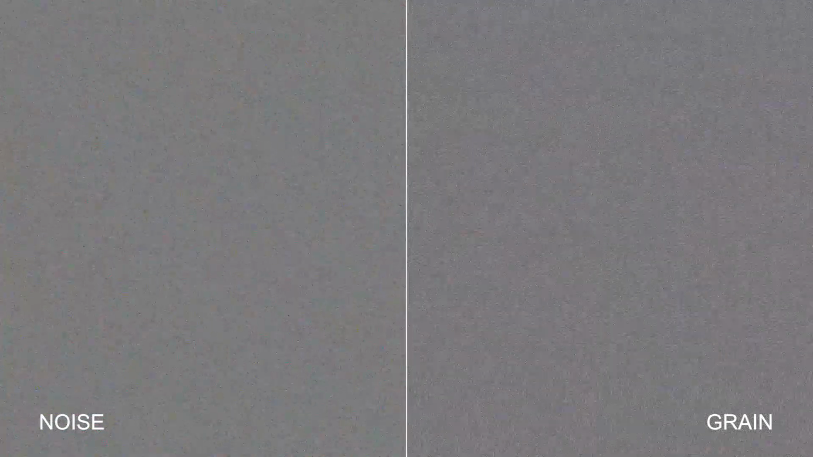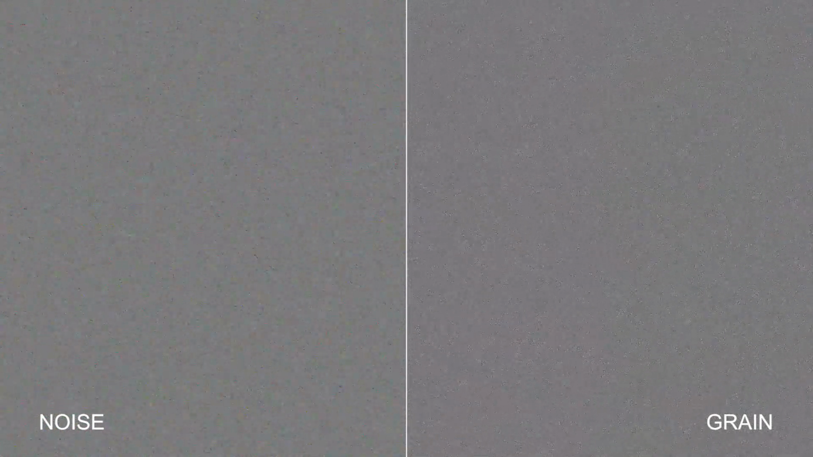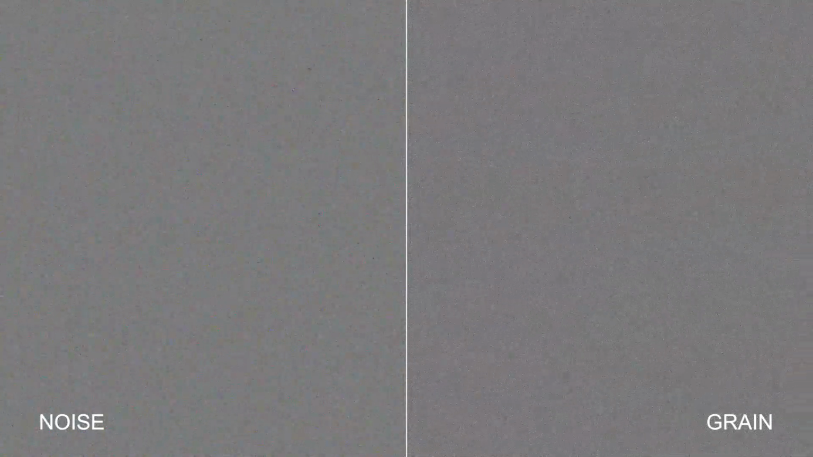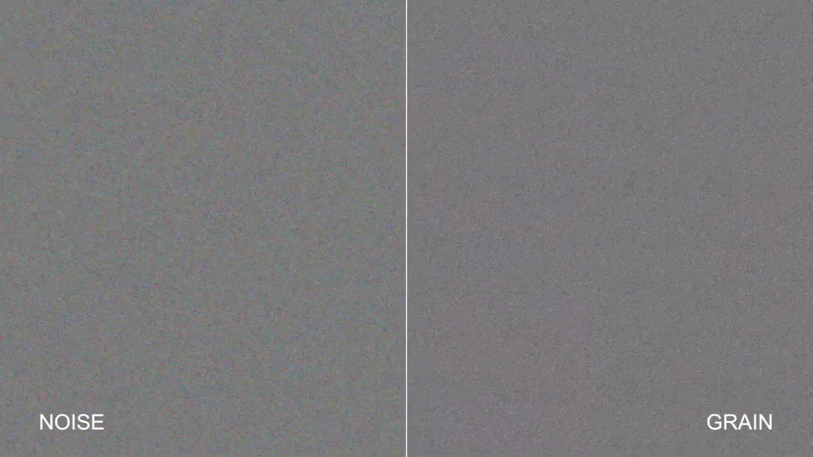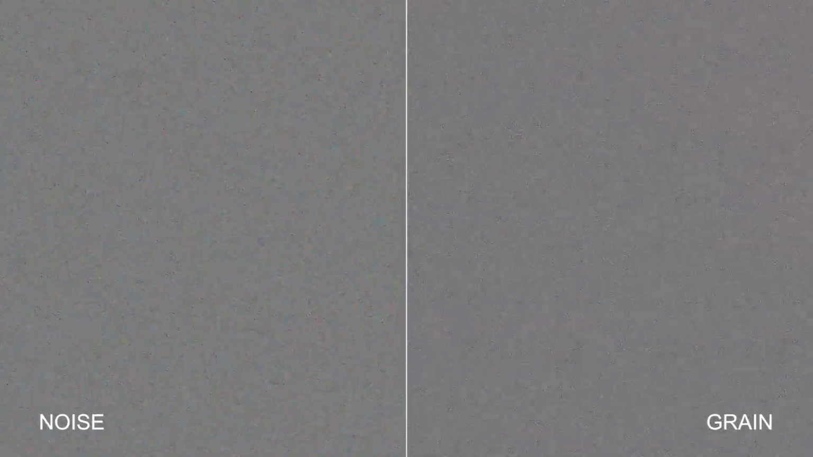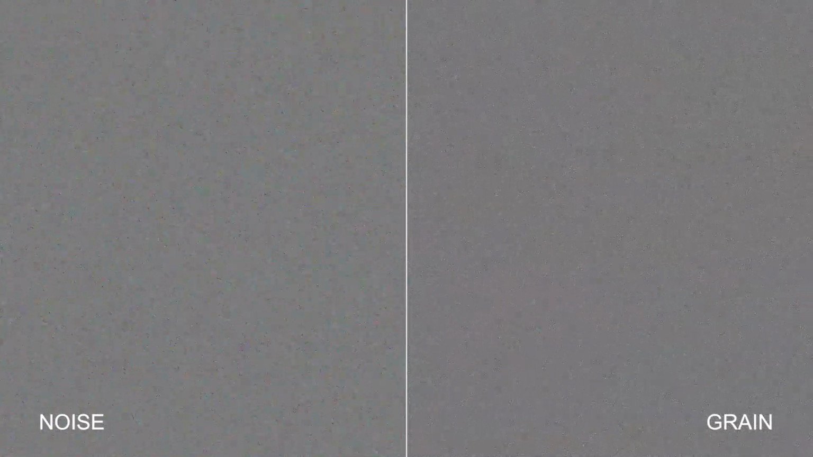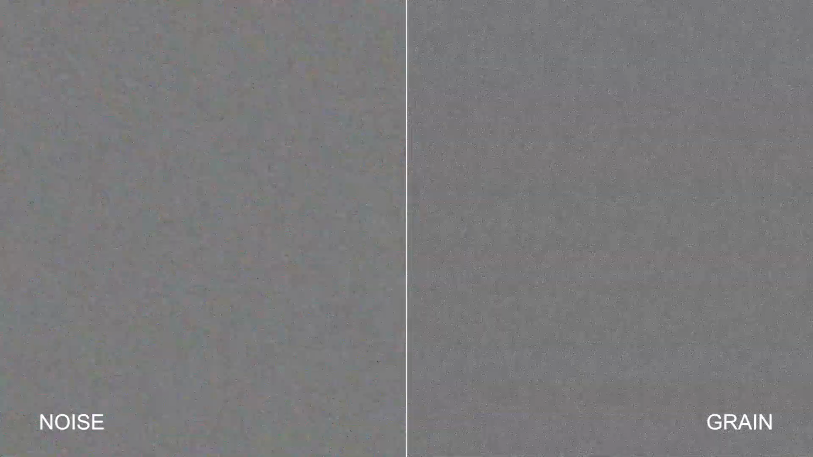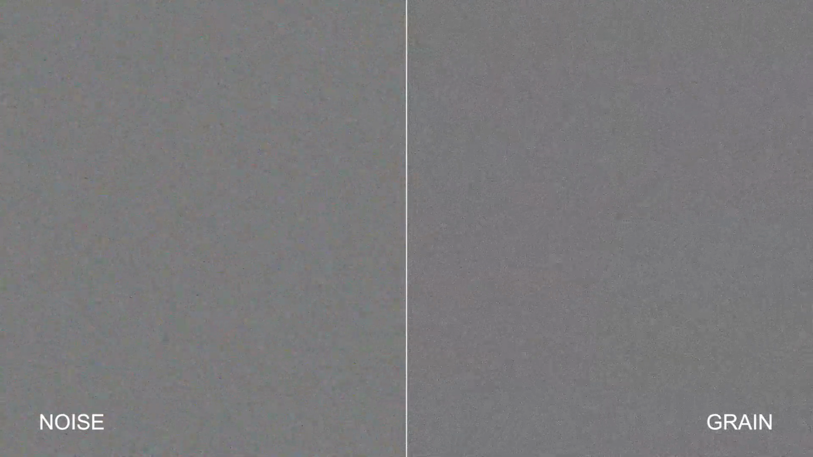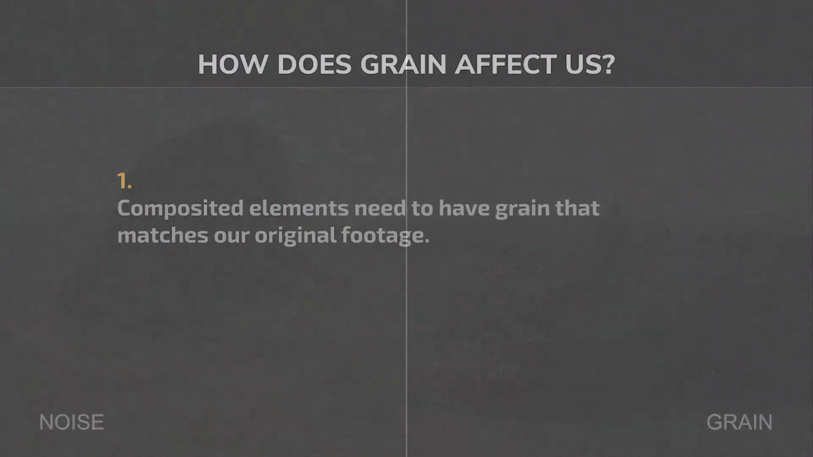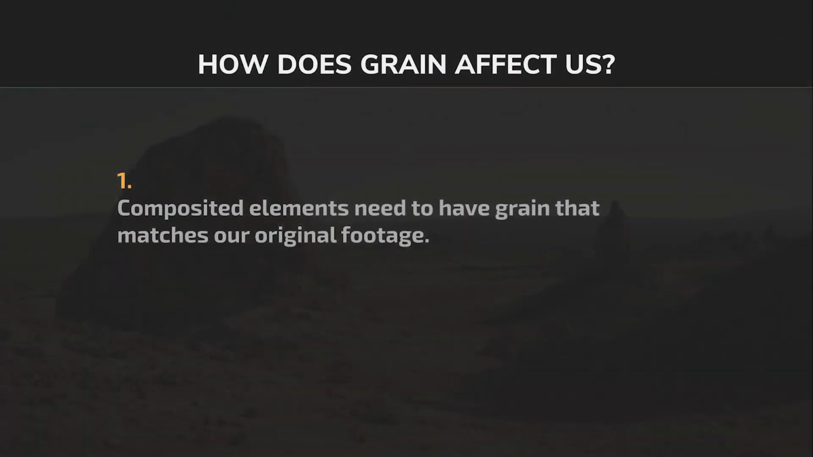Noise, on the other hand, has varying intensities of your random pattern for the red, green, and blue channel. It also doesn't feel quite as organic, which is another reason it's not desired. Regardless of if you have grain or noise, those terms are interchangeable and we will be approaching them in the same way. So, as compositors, what do we need to keep in mind when we're looking at grain in our shot? Well, there are really two major things.